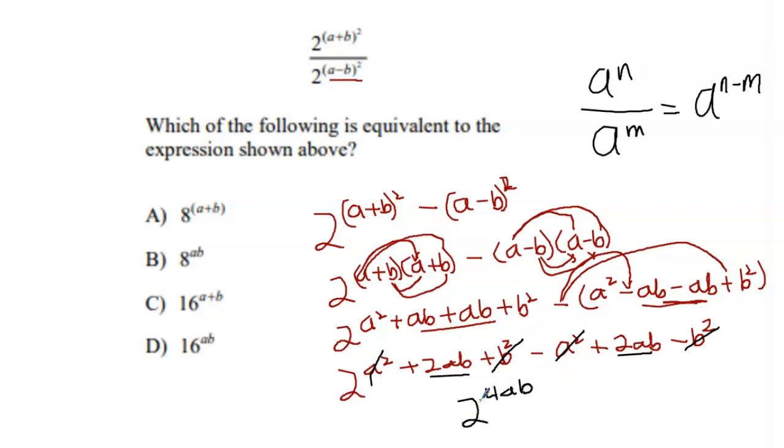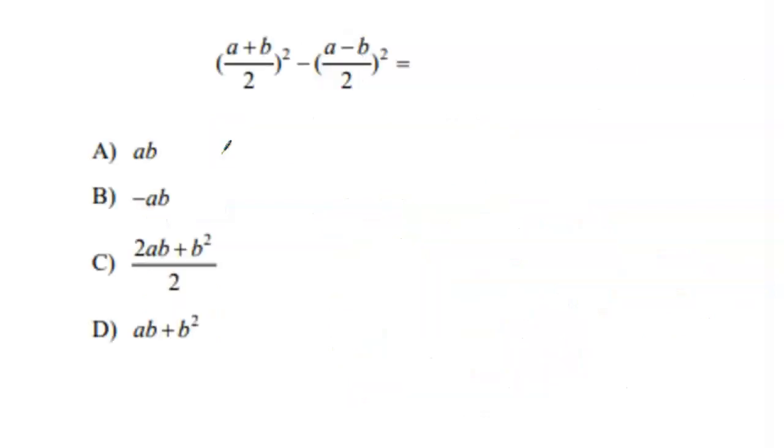And then 2 to the power 4 is 16. 2 times 2 times 2 times 2 is 16. So it becomes 16 to the power AB. And that is option D. And let's look at the next one.